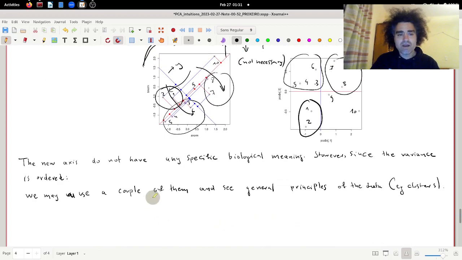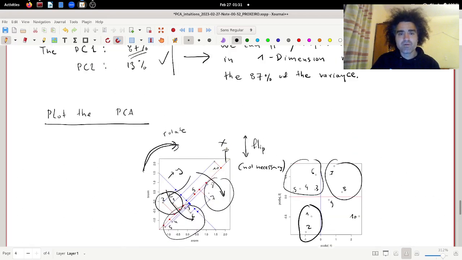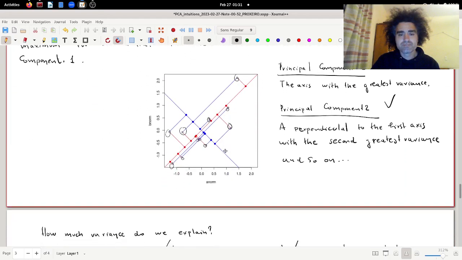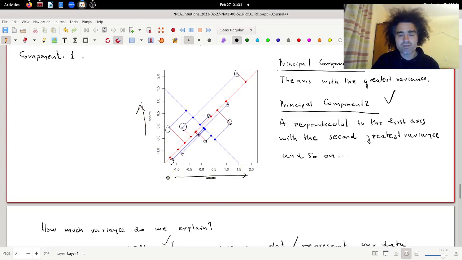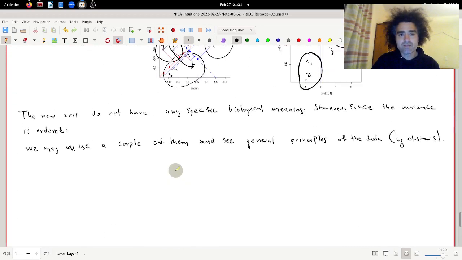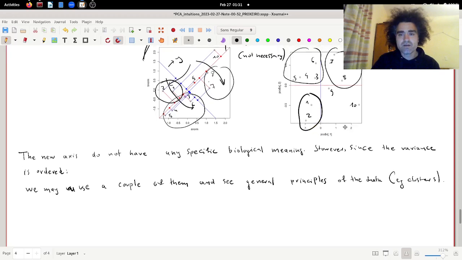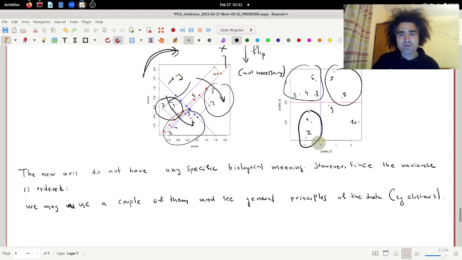So the new axes do not have any specific biological meaning. In the original representation, this axis is the normalized expression values of gene 1, and here is the normalized expression values of gene 2. But now the new axis here, after the rotation, does not have any specific meaning. They are just linear combinations of the two genes.